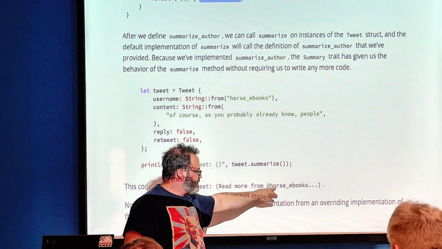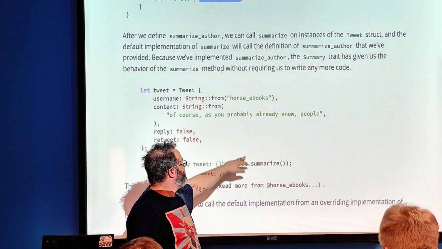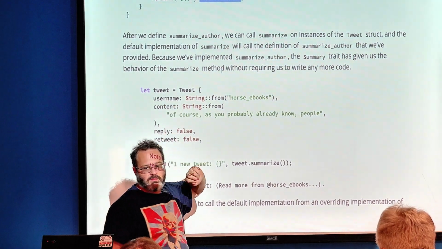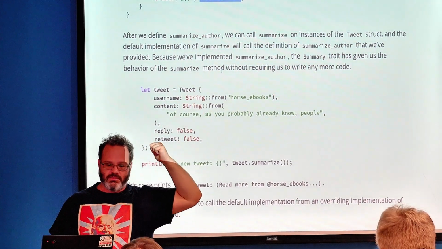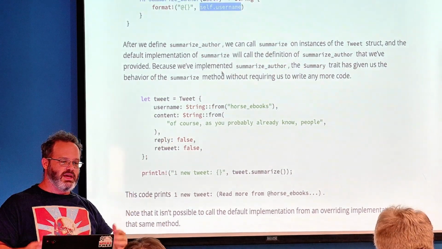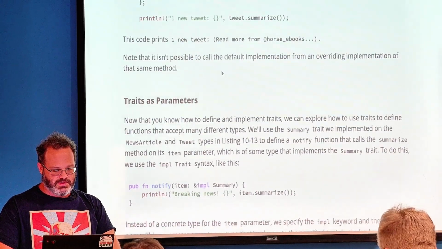And then at Horse eBooks, we're getting this component from the default implementation because we are providing it a custom username. So we're saying, this is the username. You generate summarize username by looking at that. And then we use that to generate the default implementation of summarize.